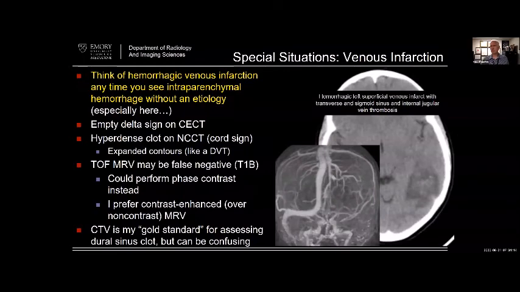A few special situations of venous infarction. Whenever you see something like this, especially in a younger patient, I always want you to think on your differential hemorrhagic venous infarction. You can see this patient has a clot here, so classic location. And if you ever see anybody with hemorrhage inside of their parenchyma and you don't know what it's from, at least one of the things I want you to think about is hemorrhagic venous infarction. So it helps you to think about how to do it and what have you.